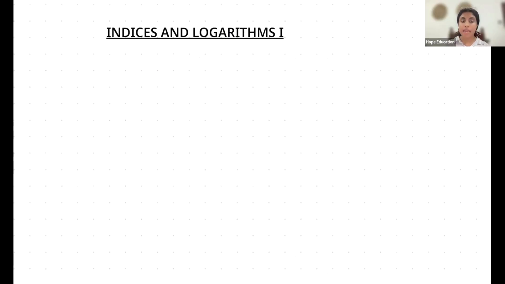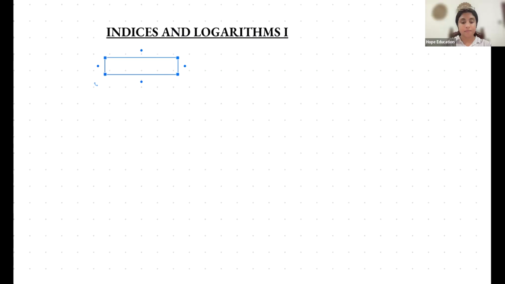Start this review exercise. Review exercises are always based on what you have learned in the previous grades. In grade 10, we learned about indices and logarithms, so we have some knowledge. Based on that, let's do this review exercise.